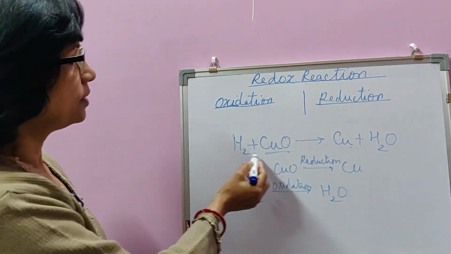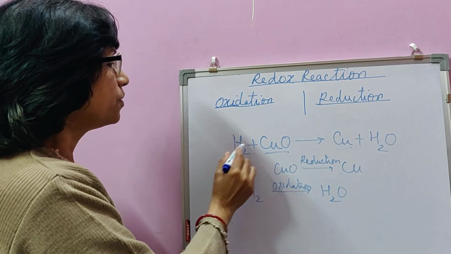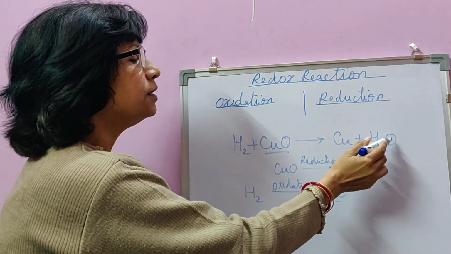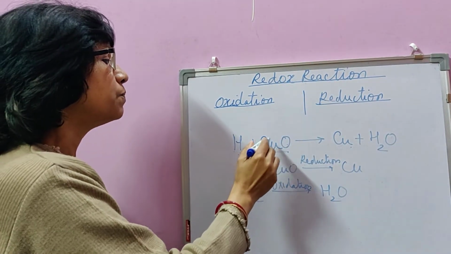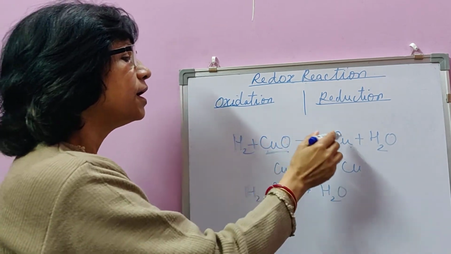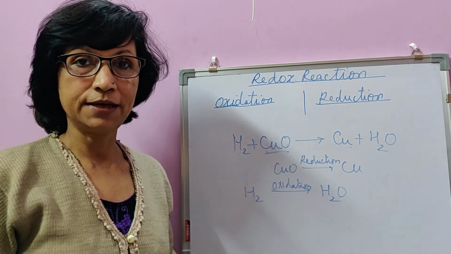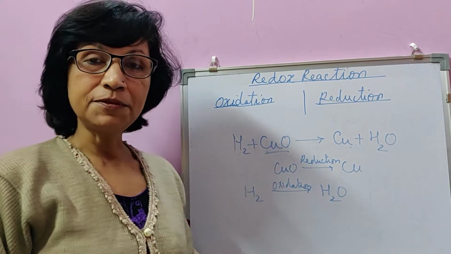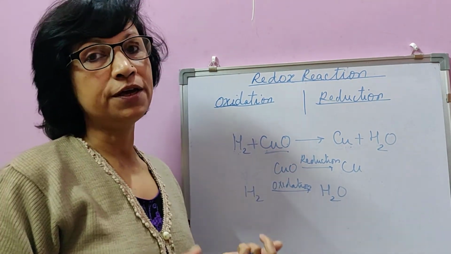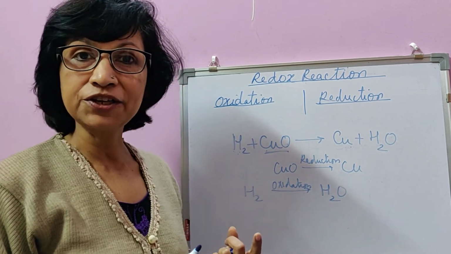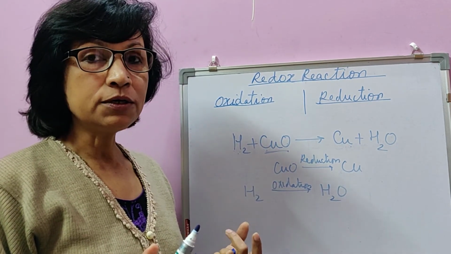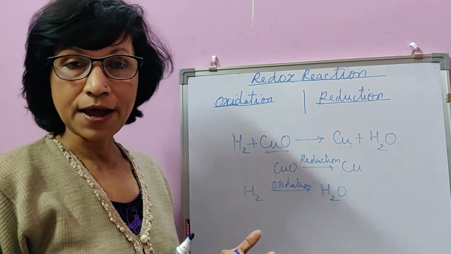So if you have a look at this reaction, hydrogen gains oxygen and is oxidized, copper loses oxygen and is reduced. What I am trying to say is that if something is lost, then there should be a gainer as well, and only then does a chemical reaction take place. Without it, a reaction will not happen.